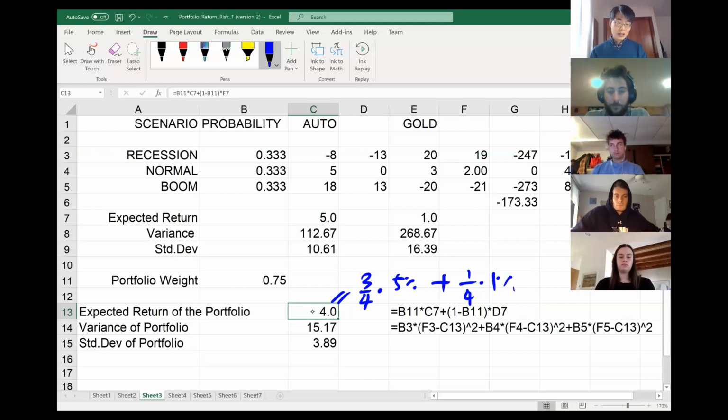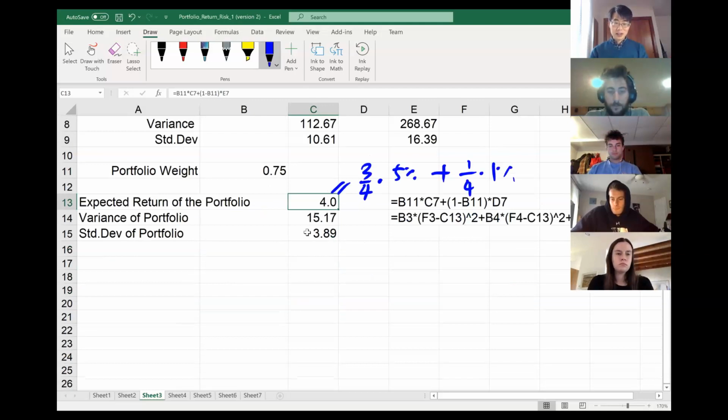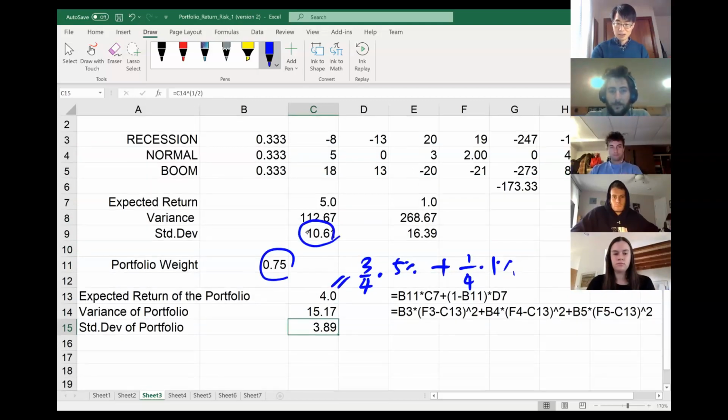Okay, now that's not that difficult. The problem is the risk. What is the risk of a portfolio? The risk of a portfolio depends on three things, right? The share of each asset in your portfolio, right? This. And second thing is the risk of each asset, which is this, right? And there is a third thing, which is the correlation between the two assets.